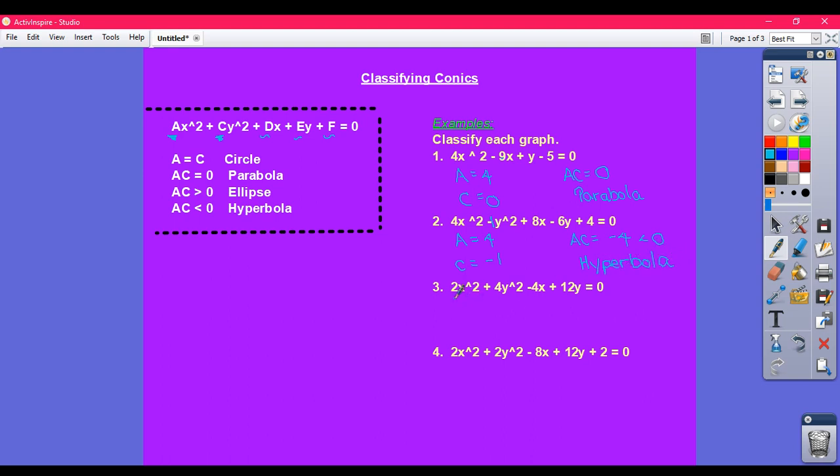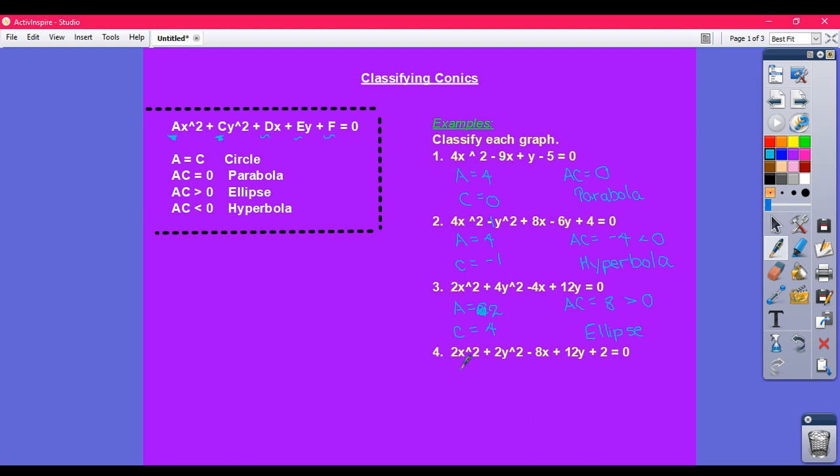For the next one, the coefficient of x squared, known as a, would be 2. Oops, sorry about that. And the coefficient of y squared is 4. The product of that would be 8, which is greater than 0, and that would be an ellipse.